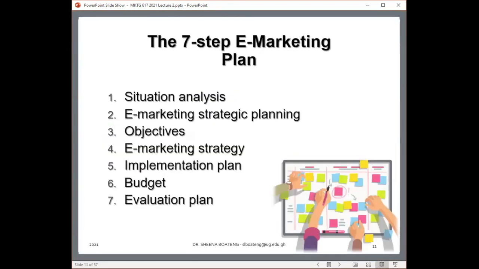So with that, let's go ahead and talk about the 7-step e-marketing plan. Before we do so, is there anything that anyone has to say? Any comments or questions or contributions they want to make? Please feel free to raise your hand and I'll give you the opportunity.